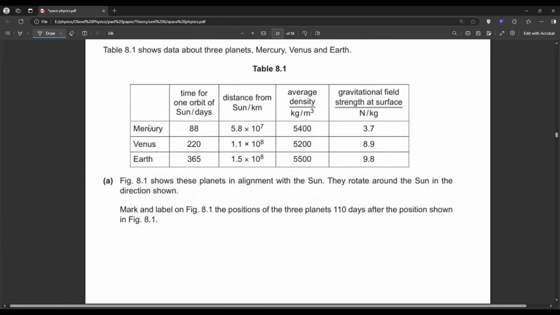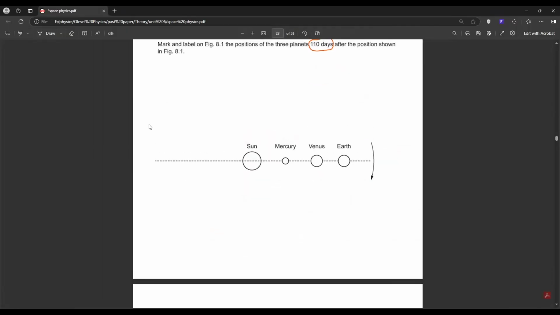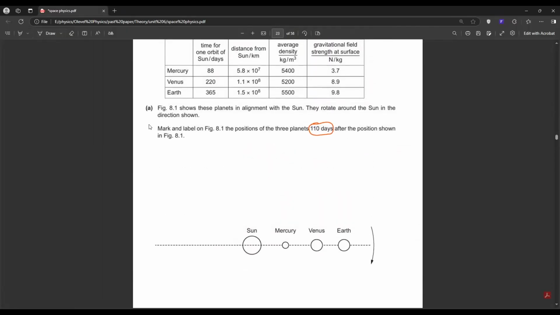Table 8.1 shows data about three planets, Mercury, Venus, and Earth. Figure 8.1 shows these planets in alignment with the Sun. They rotate around the Sun in the direction shown. Mark and label in figure 8.1 the positions of these three planets 110 days after the position shown in figure 8.1. Currently this is the position of Mercury, Venus and Earth. We have to mark the position after 110 days.